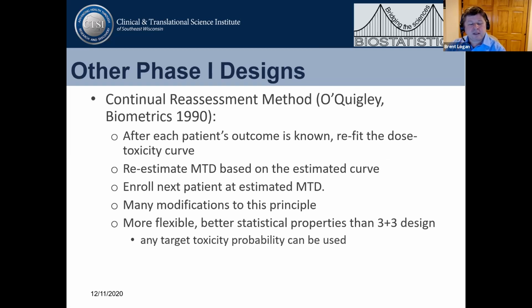And then, when you get their outcome, you again refit the curve and then put the next patient at the estimated MTD. There are a variety of different modifications to this principle, but in general, it's more flexible. It has better statistical properties than a 3+3 design. You can use it with any target toxicity probability for your MTD. So if you want to target an MTD with a toxicity rate of 20%, then you can easily do that with a continual reassessment method.